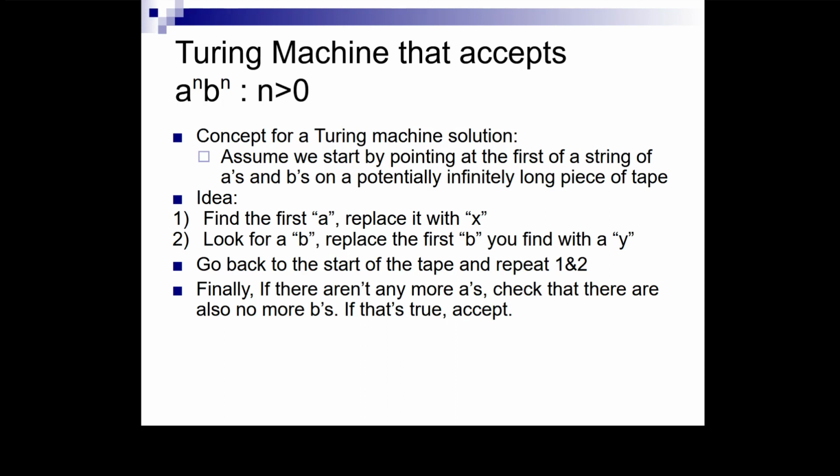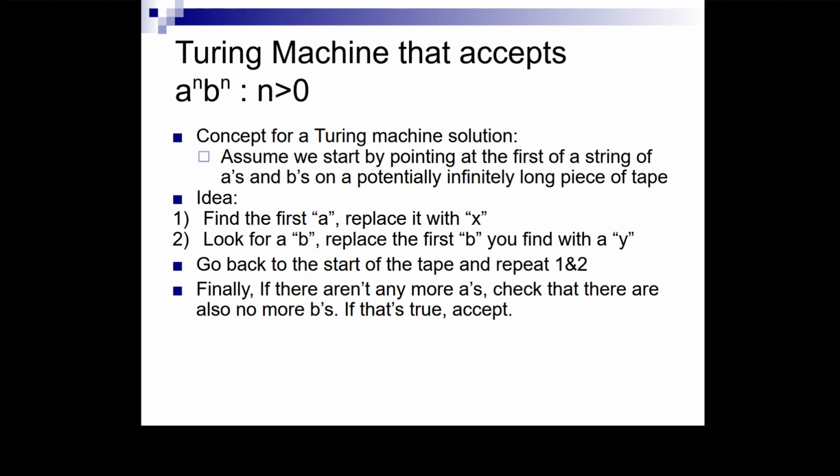In this video, we're going to go over a specific example, the a to the n, b to the n example here. The concept is we have a Turing machine that's pointing at a piece of tape, and it's pointing at the start of a string of a's and b's, and it could be potentially infinite. We're developing an algorithm to count and make sure that there are the same number of a's as b's, and that all the a's come first and then all the b's come. So a to the n, b to the n.